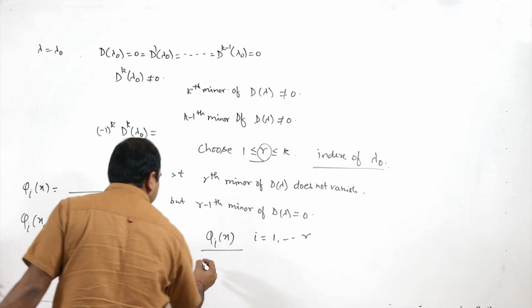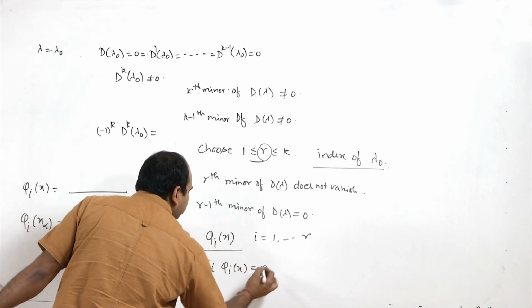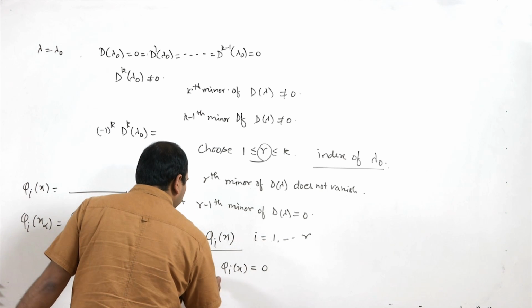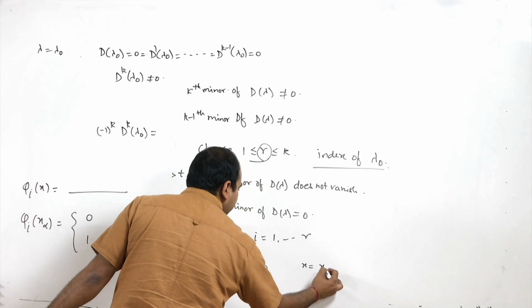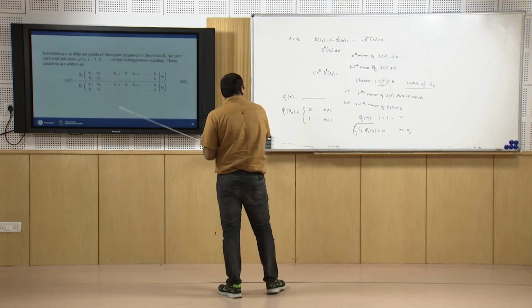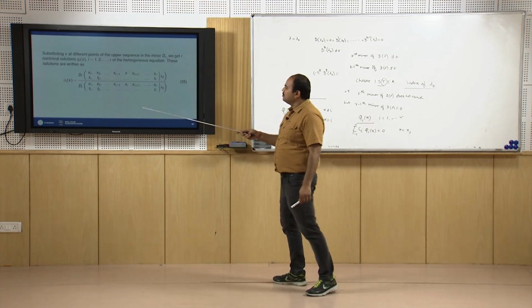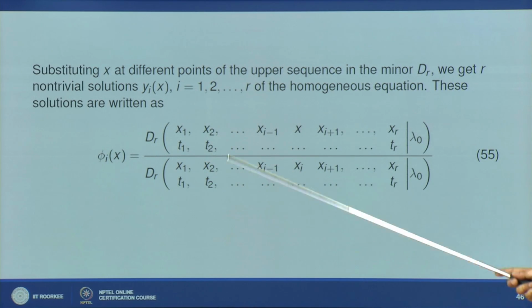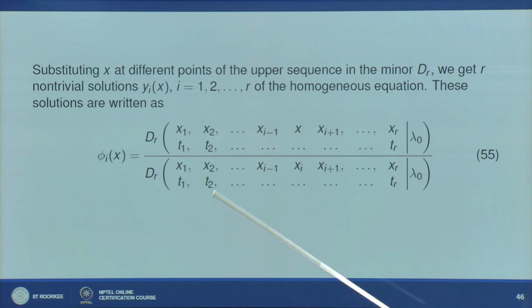In fact you can easily check that if the summation of Ci phi i x, i equal to 1 to r, is equal to 0, then you can replace x equal to xj, and you can check that all the corresponding coefficients Ck are equal to 0. So in this way we can say that all the solutions given by phi i x are linearly independent. Please remember that r is the index of D lambda corresponding to lambda equal to lambda naught.